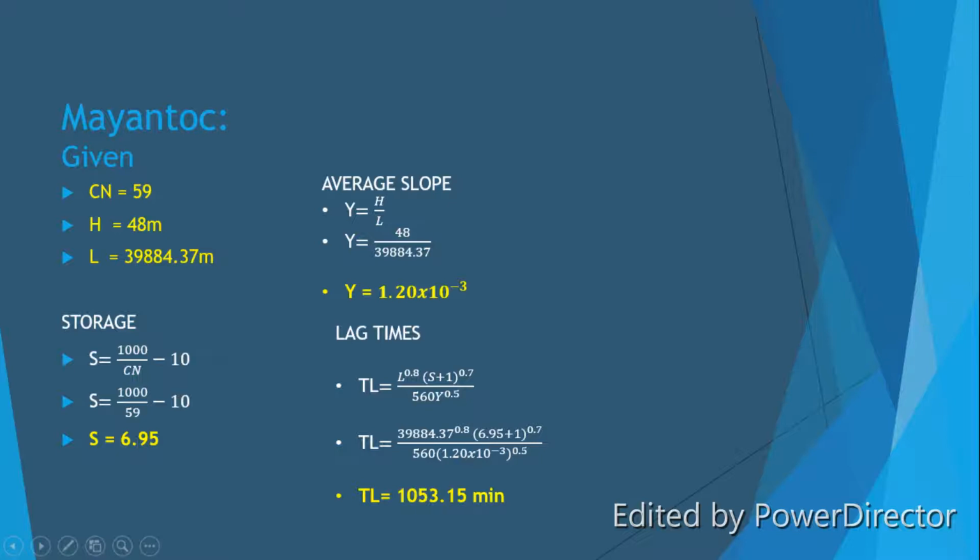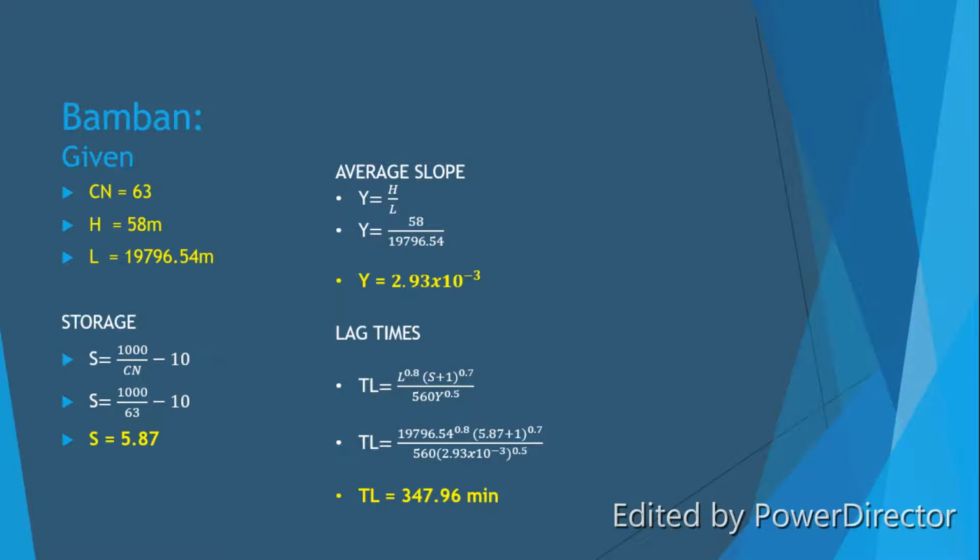The average slope is 1.20 times 10 raised to negative 3, and the lag time is 1053.15 minutes. And for Bamban, the given are Cn is equal to 63, H is equal to 58 meters, and L is equal to 19,796.54 meters. The storage for Bamban is 5.87.